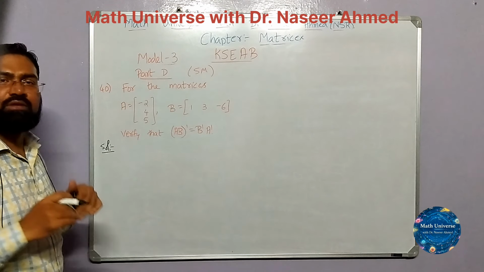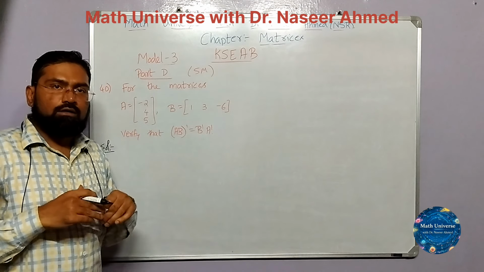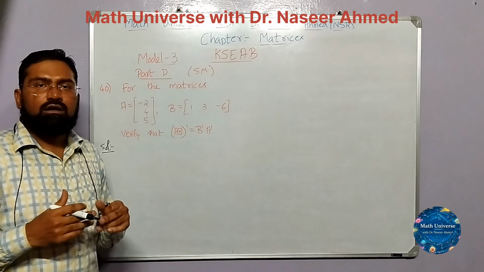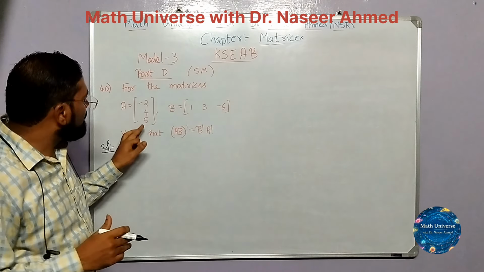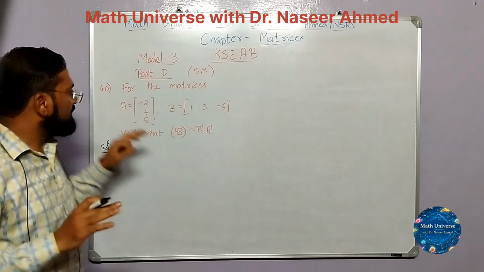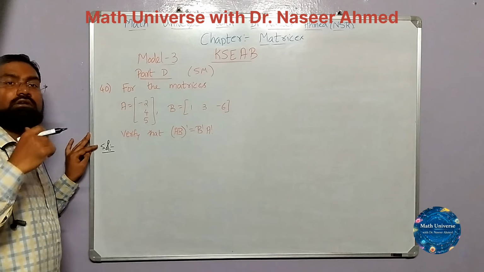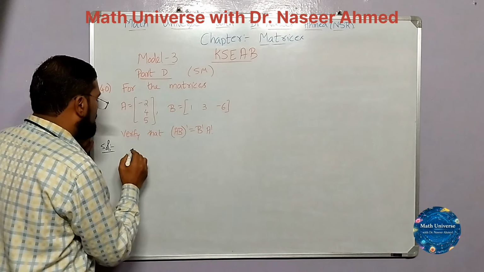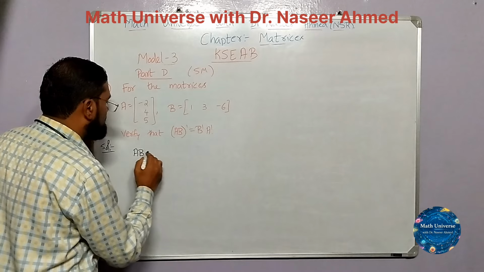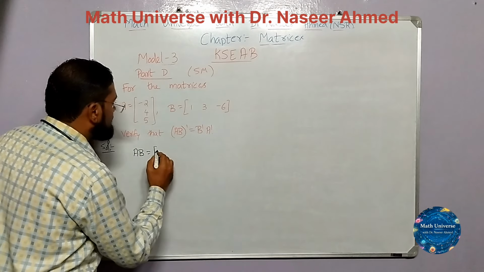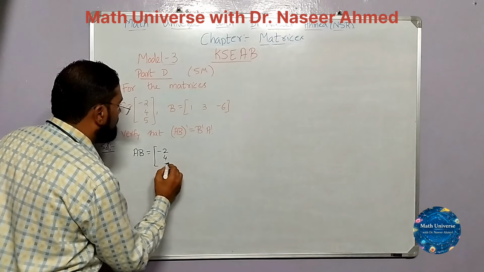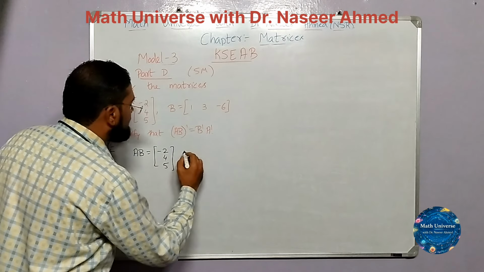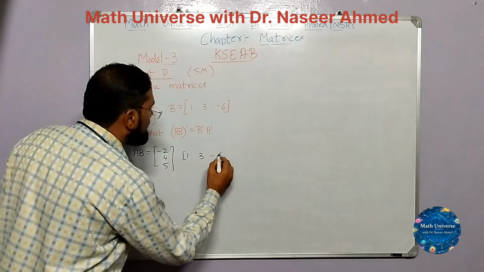Whenever students multiply two square matrices, they are comfortable. But as soon as it is of this form, many students make errors. Let us try to sort it out. First, I have to get A into B, then transpose. First, let us write down A. It is the matrix -2, 4, 5. Then comes matrix B: 1, 3, -6.